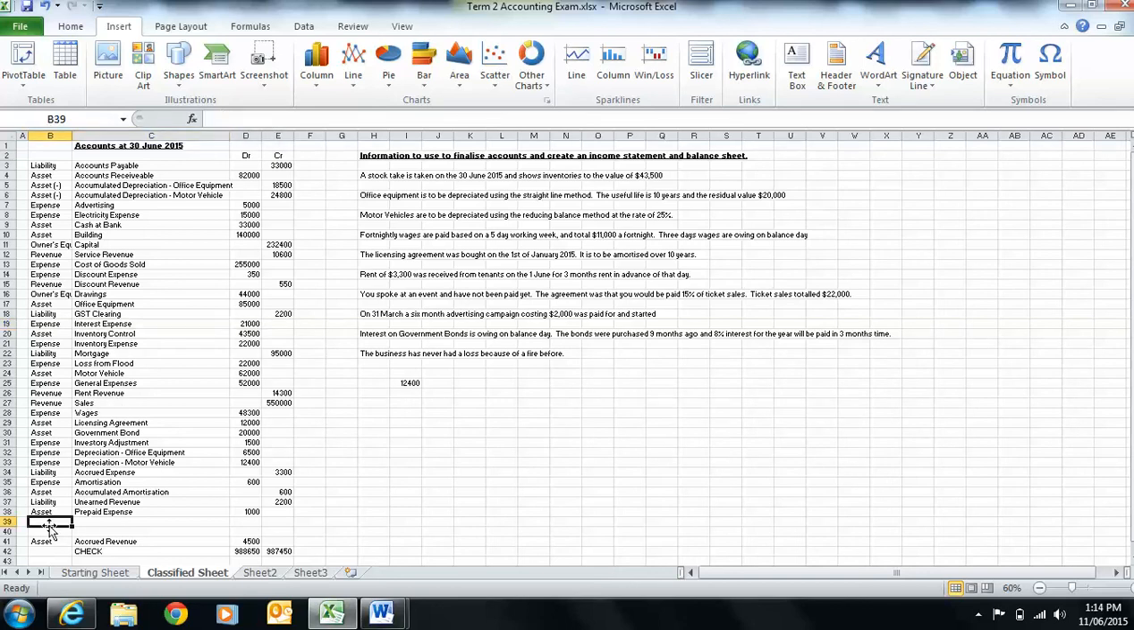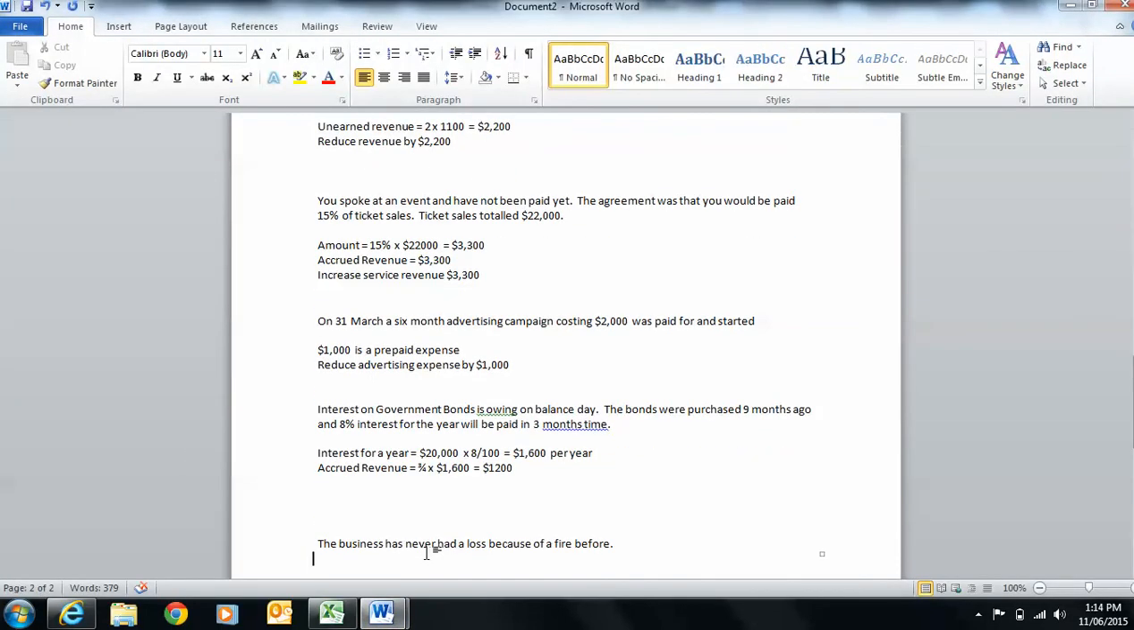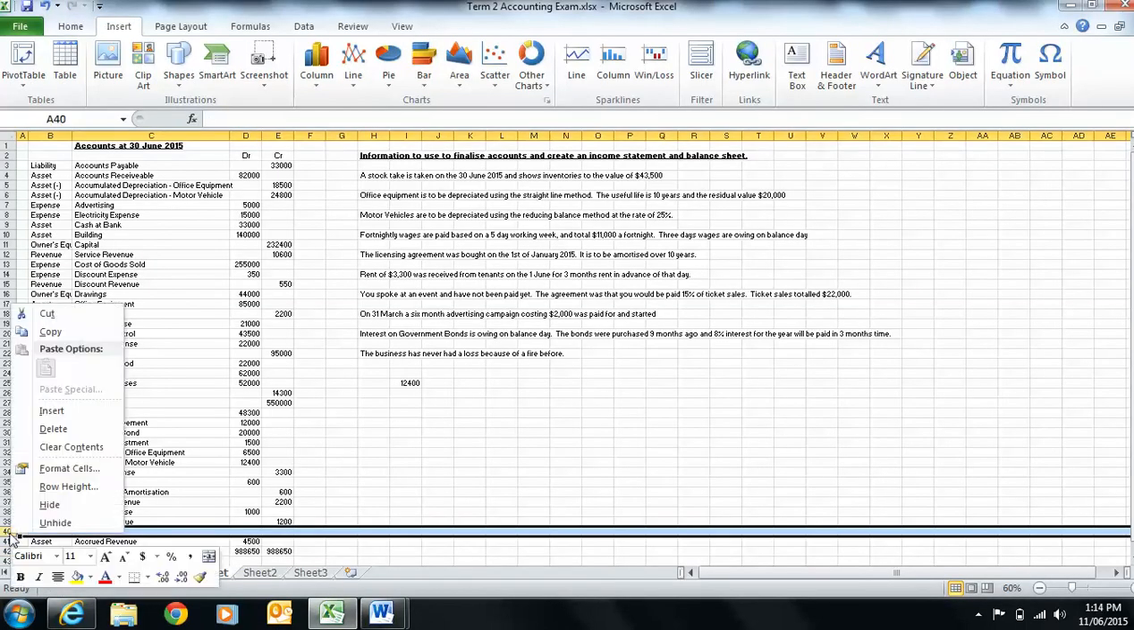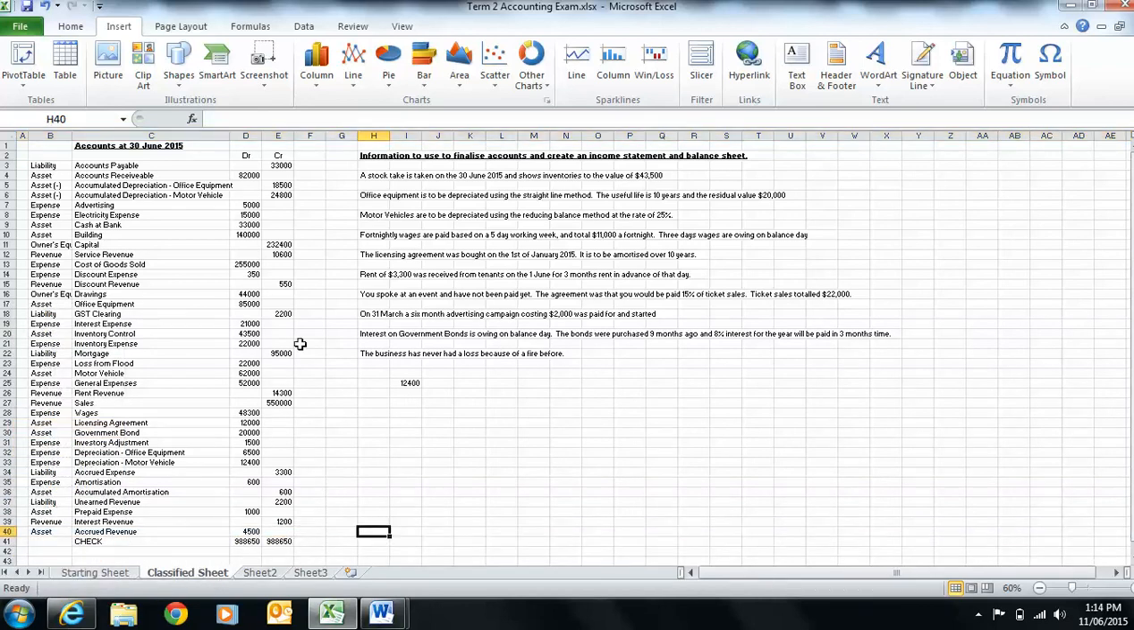So if we can't find it there, we need a new revenue account, interest revenue. Revenue has a credit nature, so that's going to be $1,200. And once again, we check and it's balanced nicely. And the last thing, we don't actually have to do any calculation. The business has never had a loss because of fire before. If I just go out, I'll get rid of this row that we don't need. We've got the balancing amounts, and we've now made all those adjustments to our account.